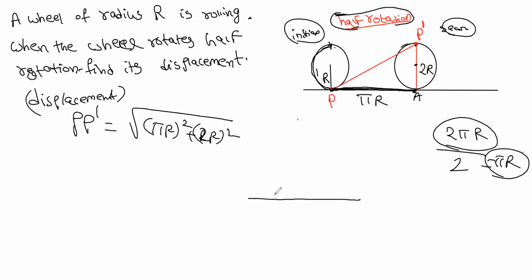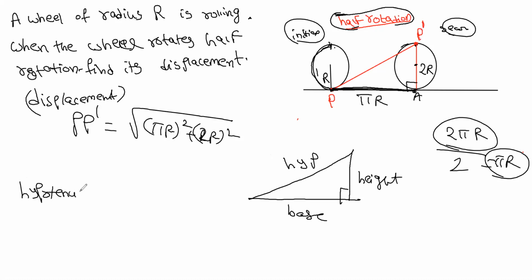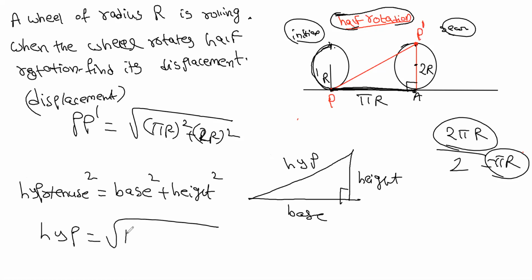So in the Pythagoras theorem, whenever we have a right angle triangle, this is the hypotenuse, this is the base, this is the height. So hypotenuse square is equal to base square plus height square. Same thing with hypotenuse equals under root of base square plus height square. The same thing we did over here.